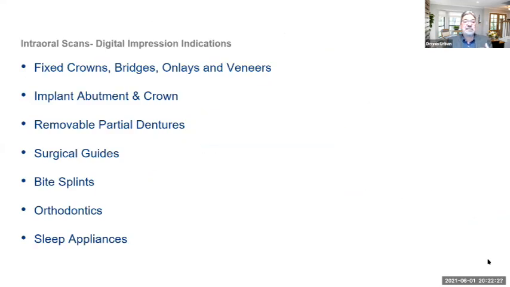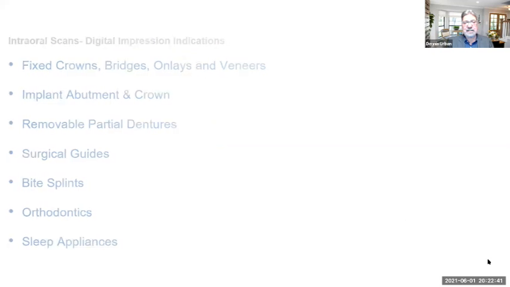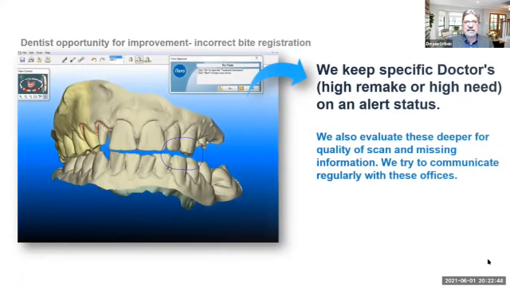Intraoral scans are great for fixed crown and bridges, onlays and veneers, implant abutments and crowns, and even partial dentures. We're starting to get a lot of scans on partial dentures also. And surgical guides, bite splints, orthodontics, and sleep appliances. So all of those could be utilized for making an impression.